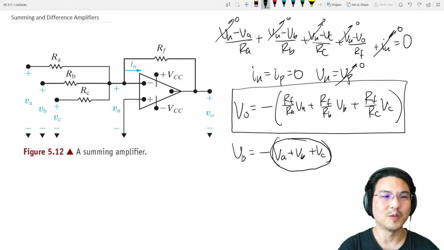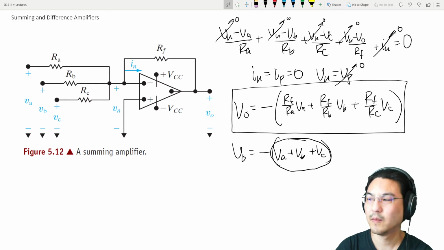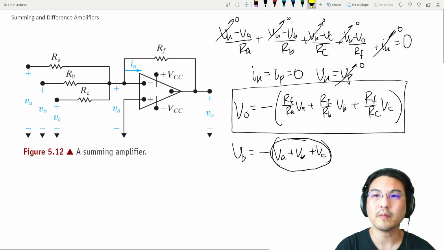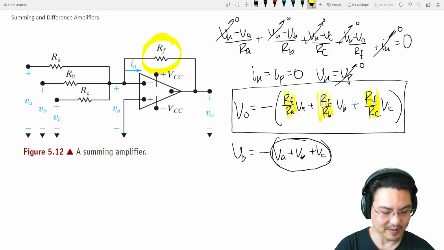But then if you choose different values here, you can scale each individual input. You can scale based on the choice of Ra, Rb, and Rc with respect to this feedback resistor.